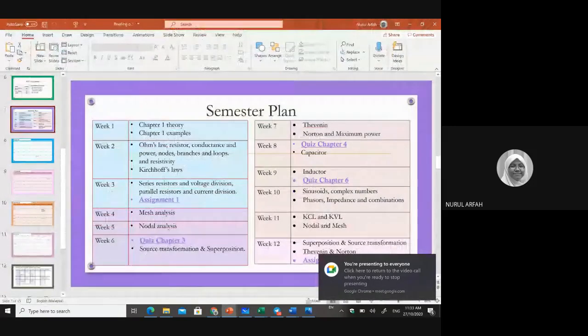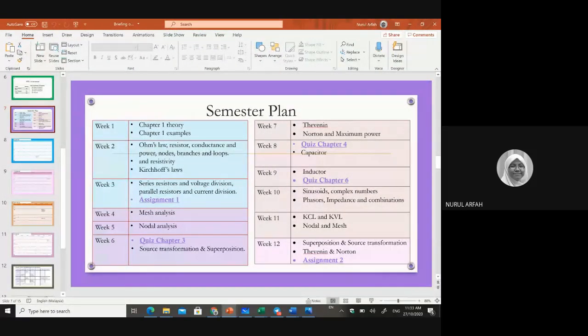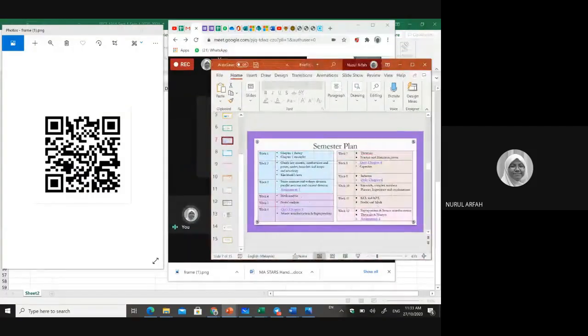Good job. This is our semester plan. It's supposed to be week number 3. Week number 3 with assignment.